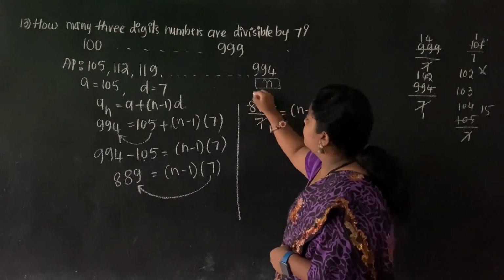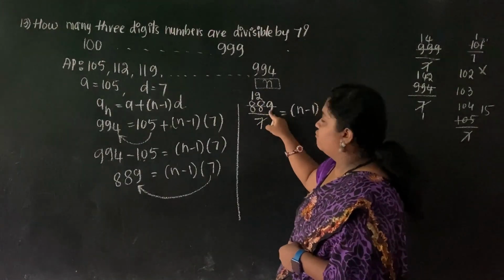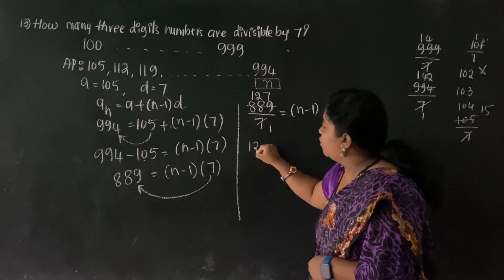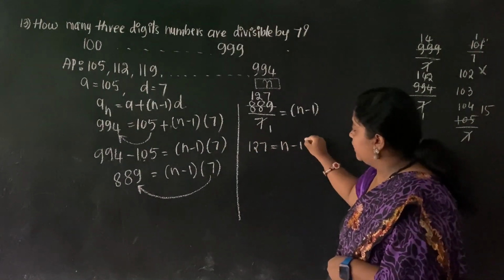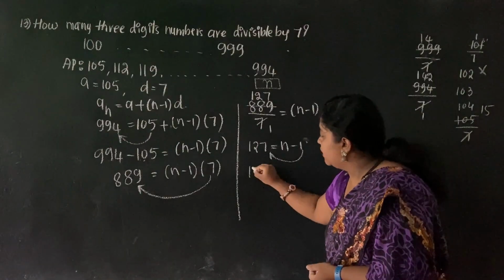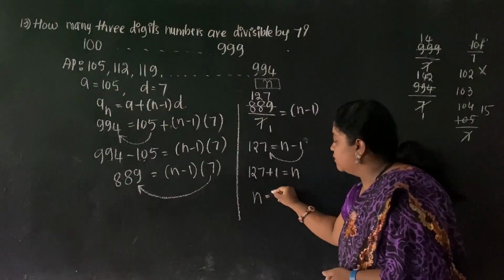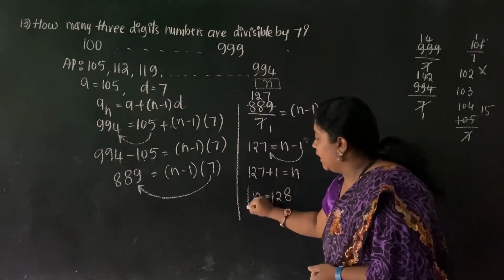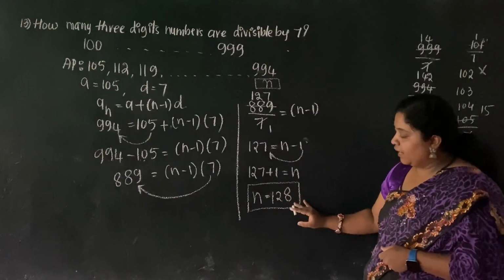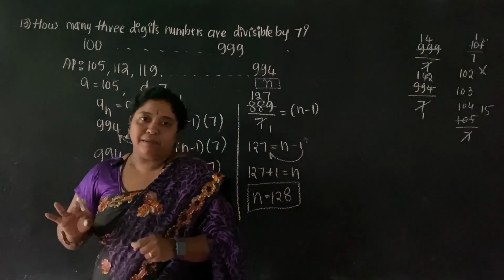7 ones are 7, 1 left out, 7 twos are 14, 4 left out, 7 sevens are 49. So dear, 127 is equal to n minus 1. Bring minus 1 to the other side. Minus 1 turns to be plus 1. 127 plus 1 is equal to n. That is nothing but 128. So this is indicating that 128 three-digit numbers are divisible by 7.